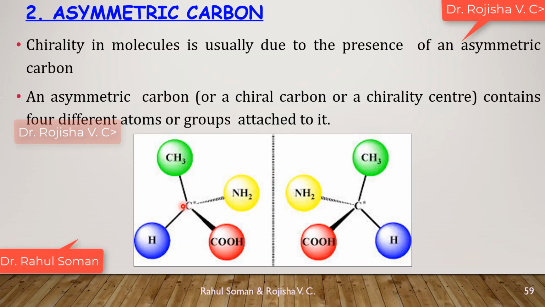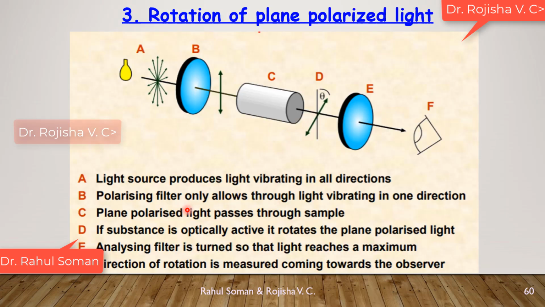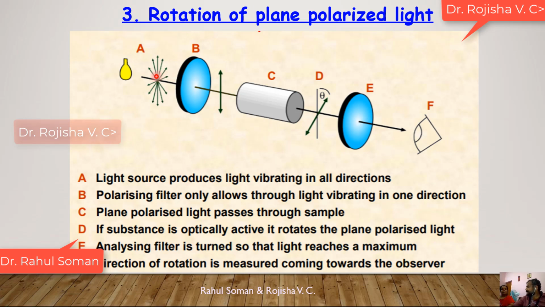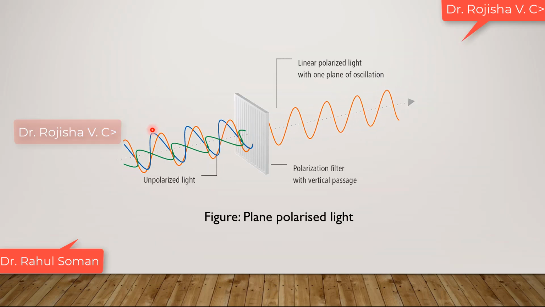Whenever an asymmetric carbon is present in a molecule, that molecule will become optically active. Or, there is a particular condition also. Whenever a molecule has an asymmetric center and does not have any symmetry element in it, then that molecule will definitely show optical activity. Optical activity, we can simply speak of like this: usually the light will be having many directions.